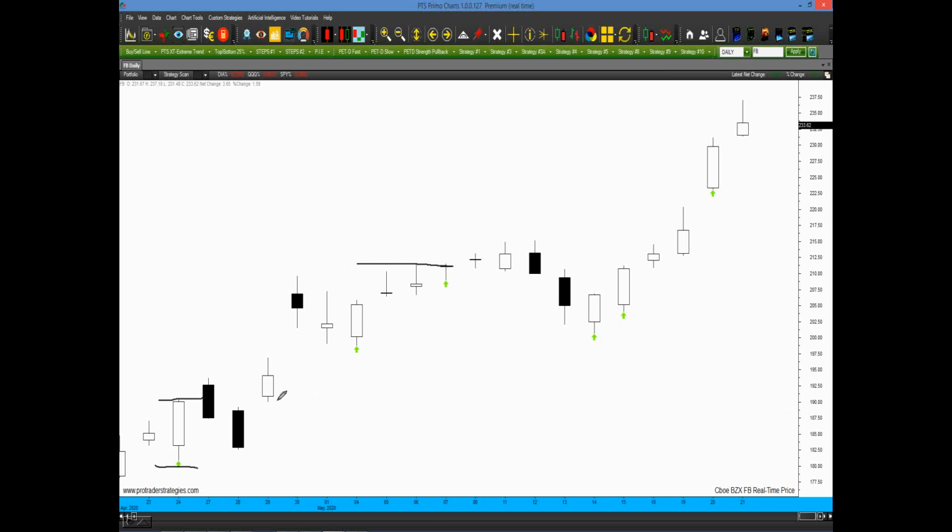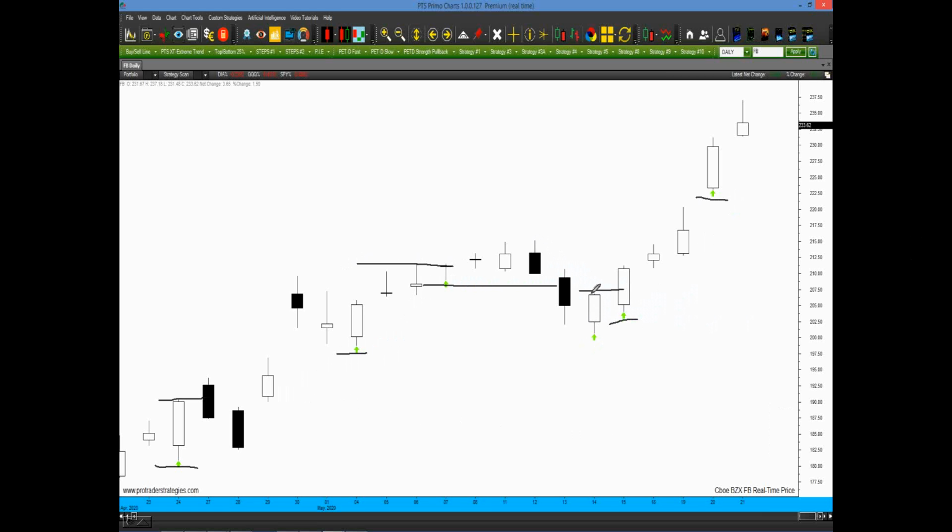But if you wanted to stay in, you would have simply moved your stop up, and you would have eventually been stopped out here. Now look what happened. We started to sell off again, another up arrow, so we could have gotten in again here and then simply move our stop all the way up. We'd still be in this trade.